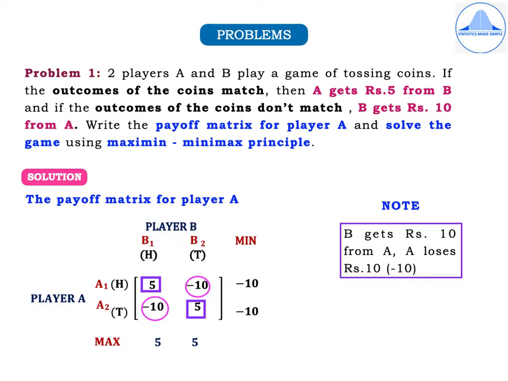So once you write the payoff matrix for player A, what you have to do in the next step is find the minimum value in each row and circle it and write it under the minimum column. And then the next step is to find out the maximum value in each column, and you put a box around it and you write it in the maximum row.